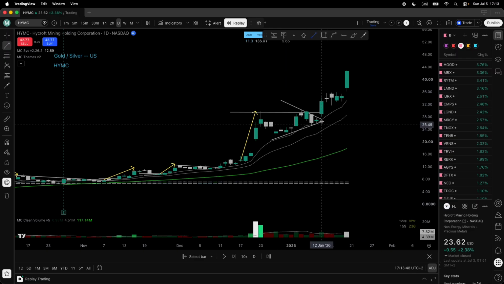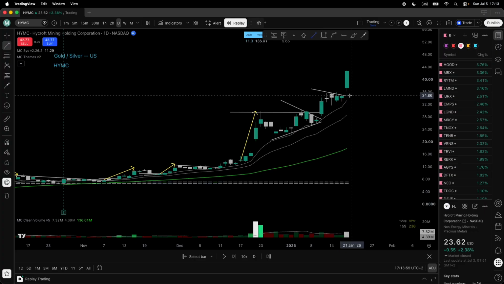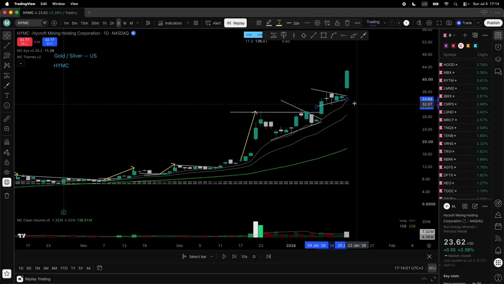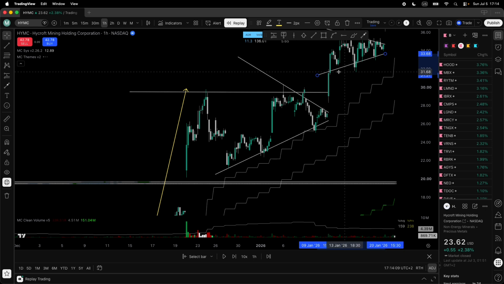Okay, so we have another move up, and we have our contraction. This one is a bit far, as you can see. The small bodied candle is a bit far from the 10-day moving average. Not crazy far, but it's a bit far. We have our range contraction. Let me see in the hourly, so you can probably see more clearly.